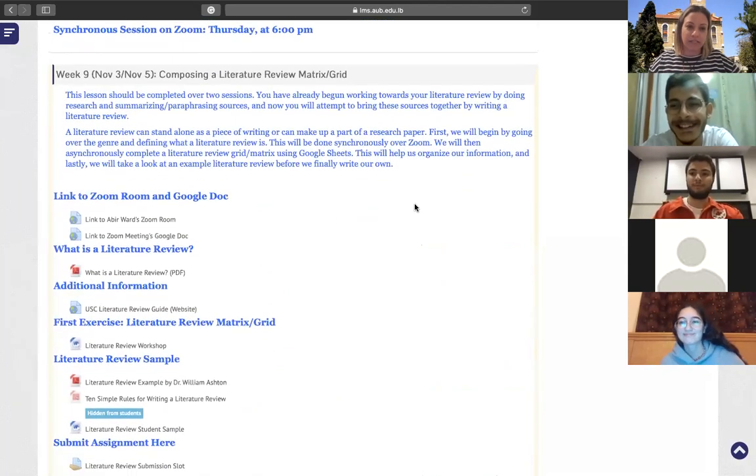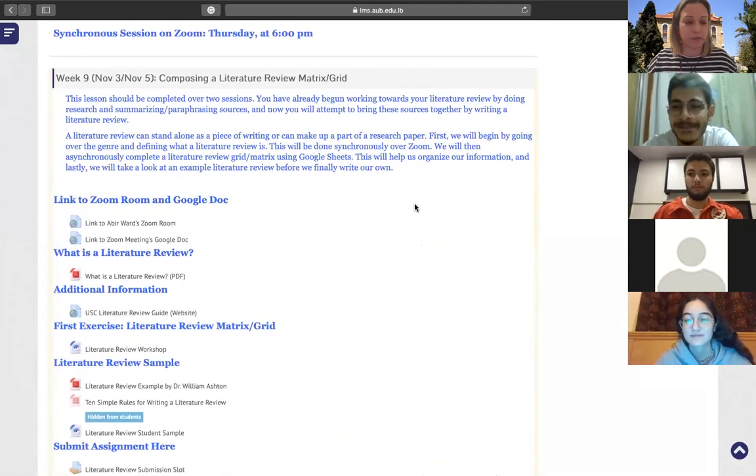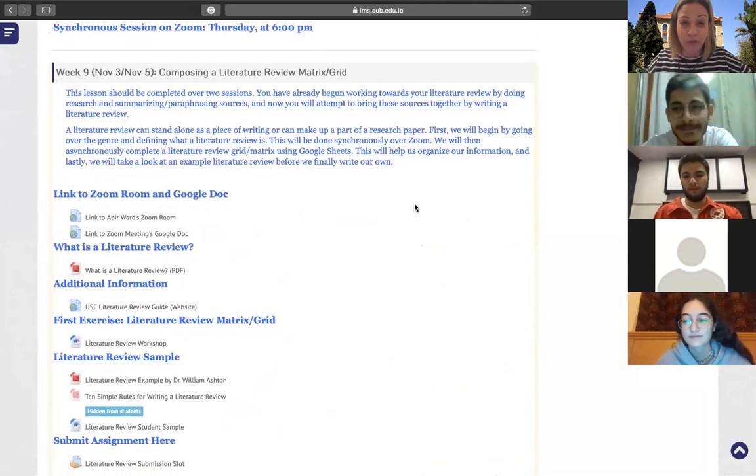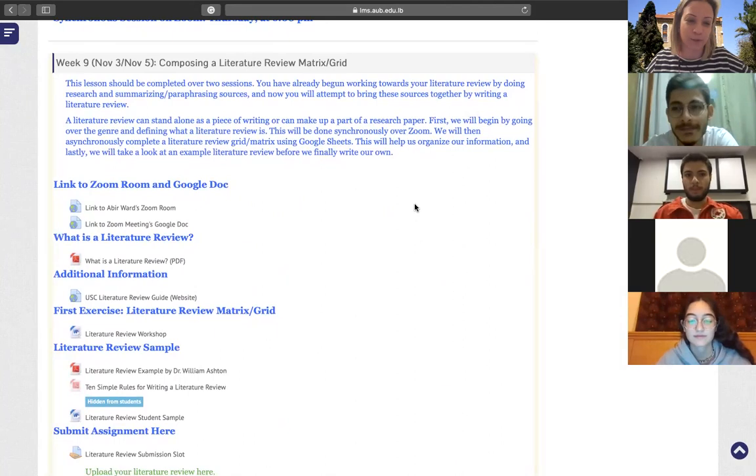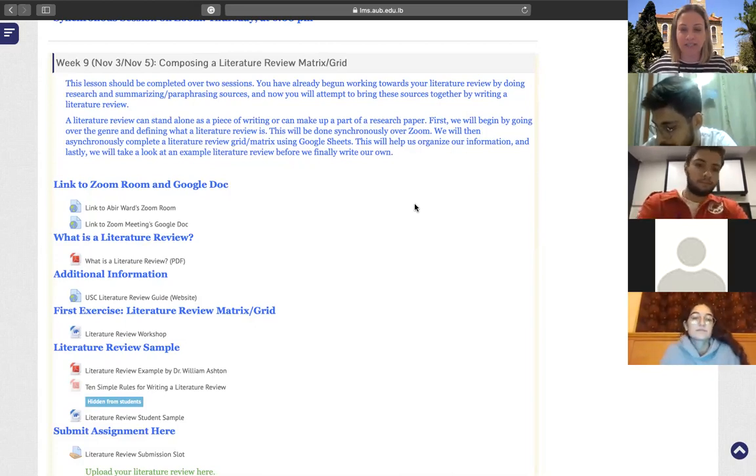Okay, so this week's session is on composing a literature review matrix and grid, and this is probably one of the most important things that you can learn in this course. The reason is that you will be using this in a lot of courses that you will be taking at the university, especially if you are a science student.